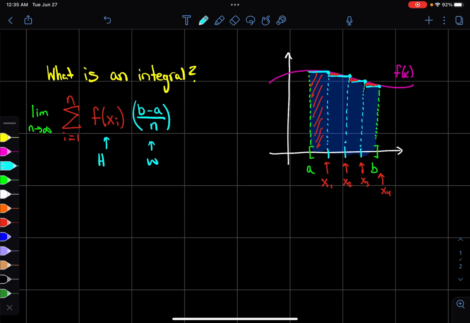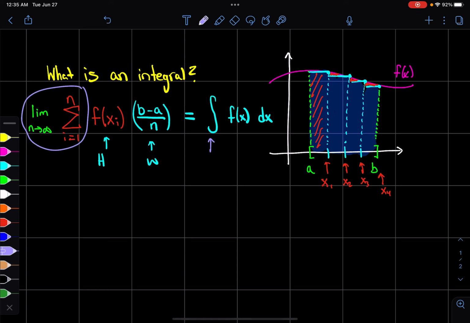And so what is this saying? We say, well, as you let the number of rectangles that you have increase, right, go to infinity, we're going to get a better answer. And we said that this thing becomes the integral of f of x dx. Okay, so what does the integral represent? Well, in this case, the integral here is taking the place of this stuff here, right?